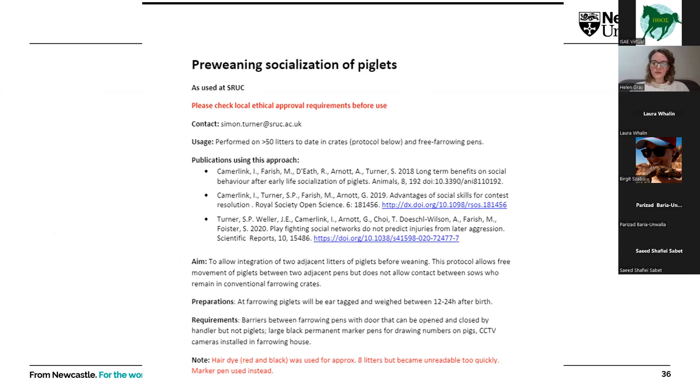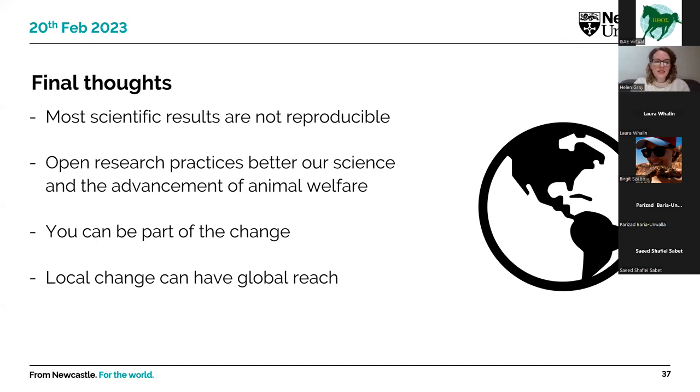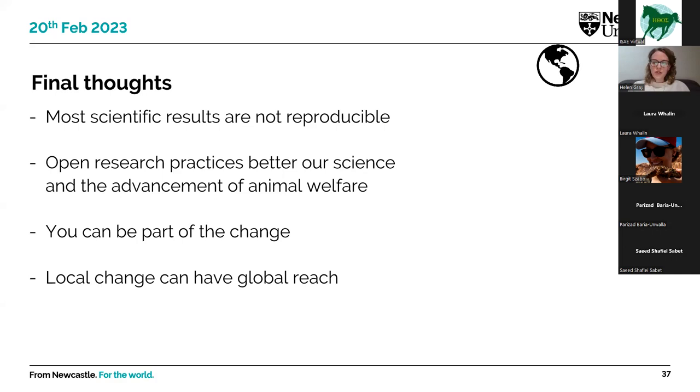So my final thoughts, sadly, most scientific results are not reproducible. Open research practices better our science and the advancement of animal welfare, and you can be part of the change. When I think about this, it feels quite overwhelming. And so I have to zoom out of the global perspective and think, what can we do locally? So maybe you just have a little look into the Open Science Framework and pre-register your next study.